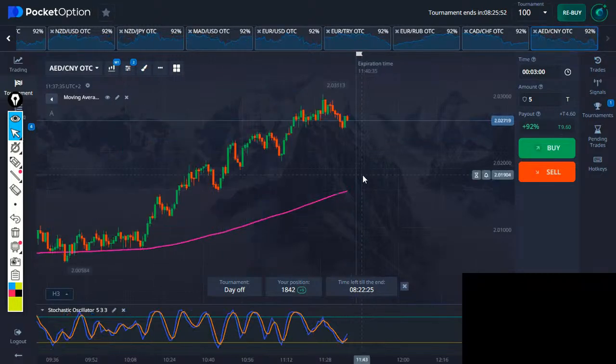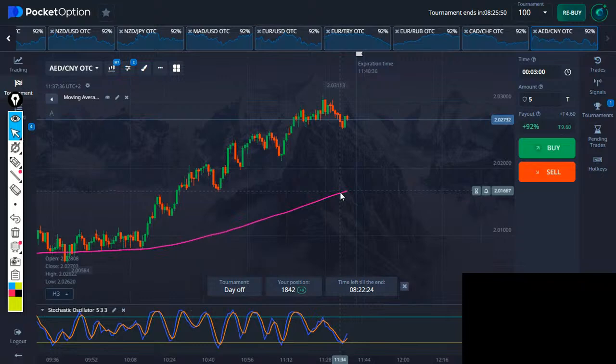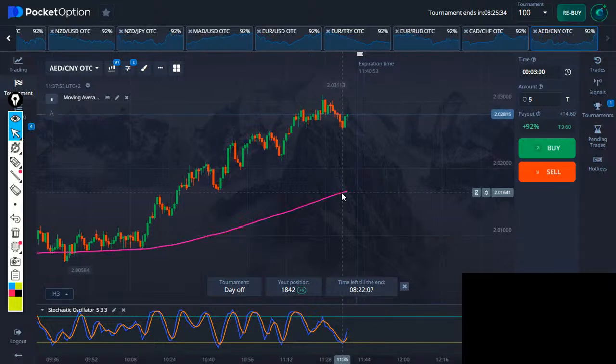This is it. Okay. So this strategy is very straightforward, very easy to follow. It's rules based, so you only have to have all your confirmations in place and then you enter a 3 minute trade. Now, what are the confirmations that you will be looking at?